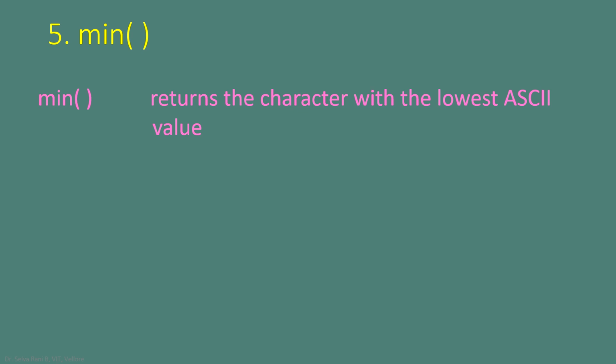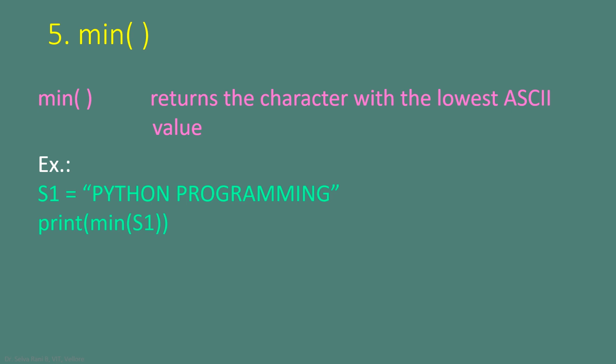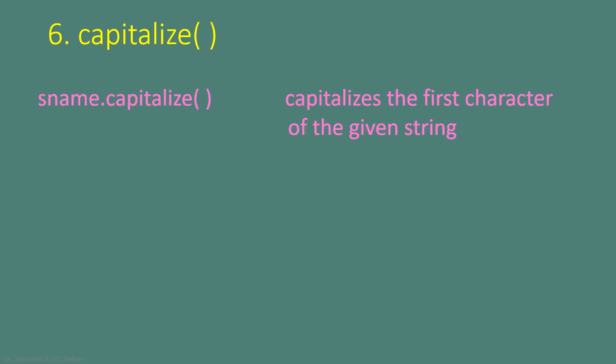The next method is min, which is in contrast to max. This method returns the character with the lowest ASCII value. Let us consider the same example, S1 = 'Python programming'. If we display min of S1, this will return a space as output, since a blank space has an ASCII value of 32, which is less than the ASCII value of all the capital letters in the alphabet set.